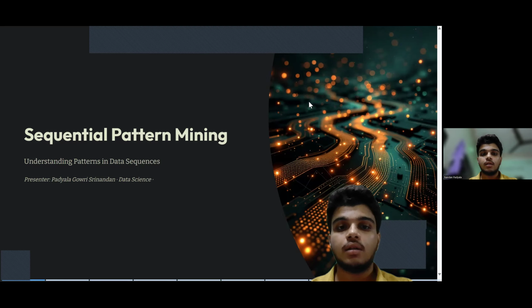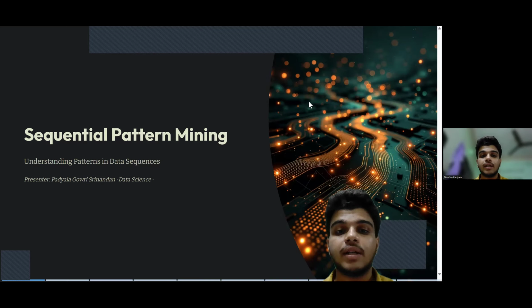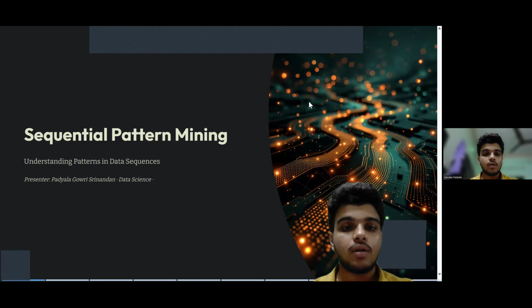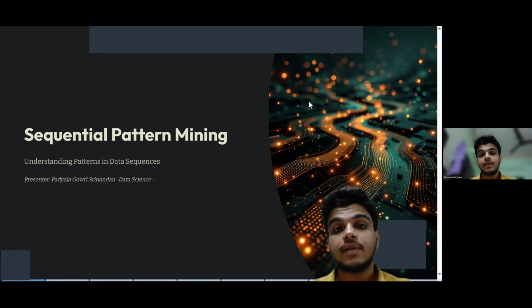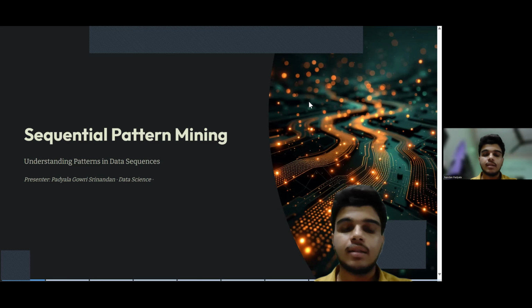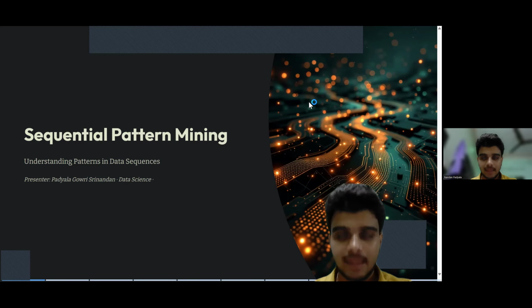Hello everyone. Today I'm going to present a topic from the field of data mining called sequential pattern mining. In today's digital world, a huge amount of data is generated every second from online shopping, social media, streaming platforms, and many more sources. But raw data alone is not useful unless we can extract something meaningful from it. Sequential pattern mining is one such technique that helps us identify patterns where the order of events is important. In this presentation, I will explain the concept clearly, discuss its applications, walk through the working process, and finally demonstrate it using an example.